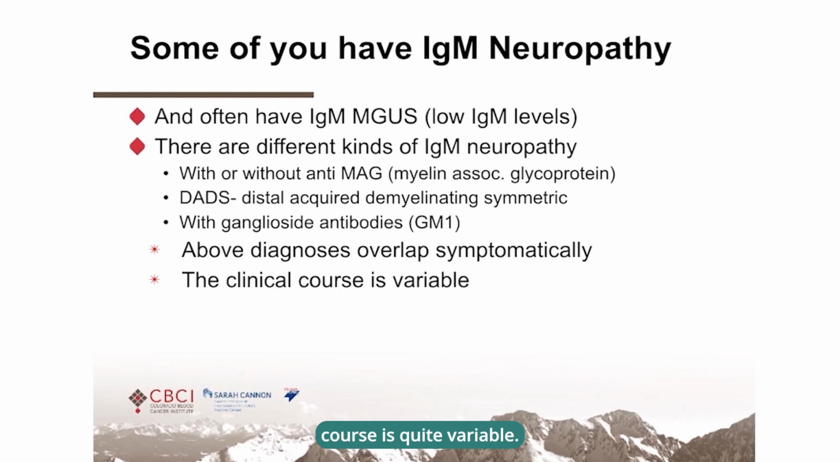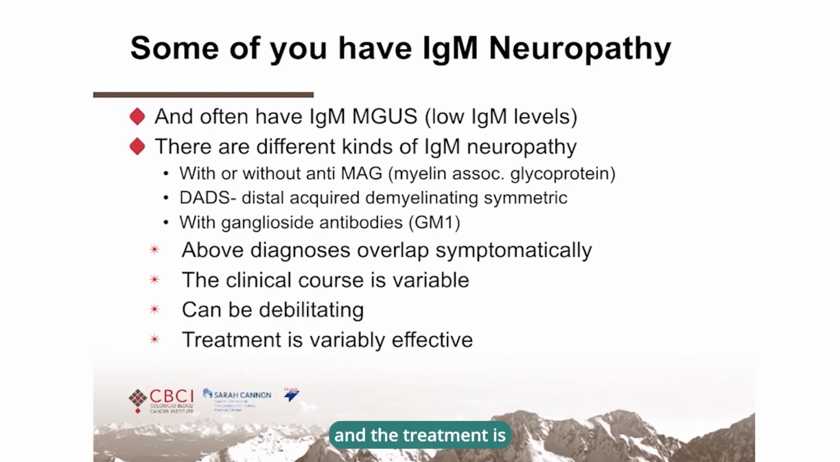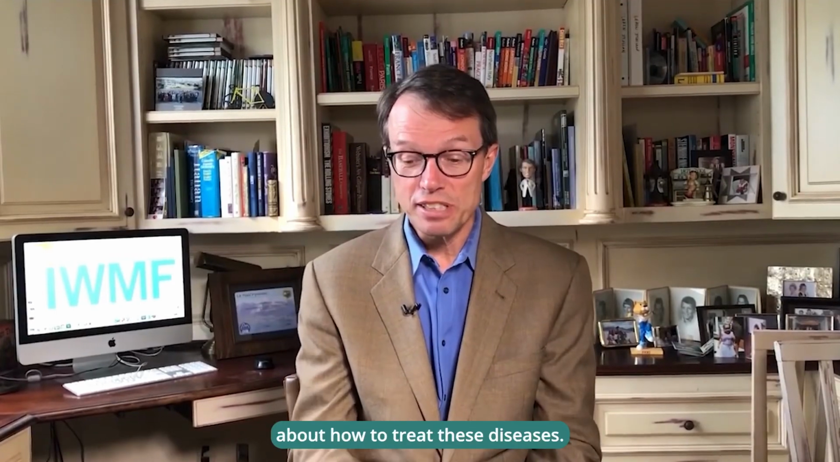Furthermore, the clinical course is quite variable. The neuropathy can be debilitating over years, and the treatment is only variably effective, and there's not unanimity in our community about how to treat these diseases.